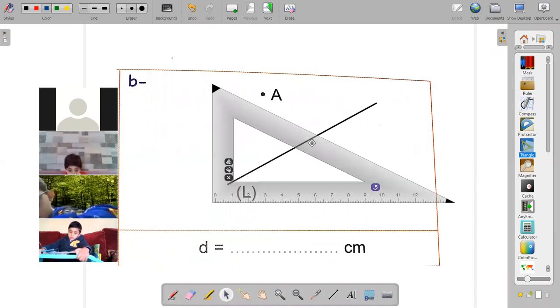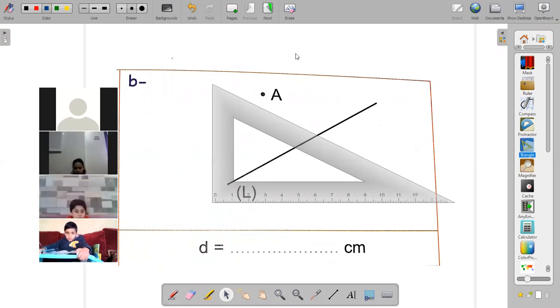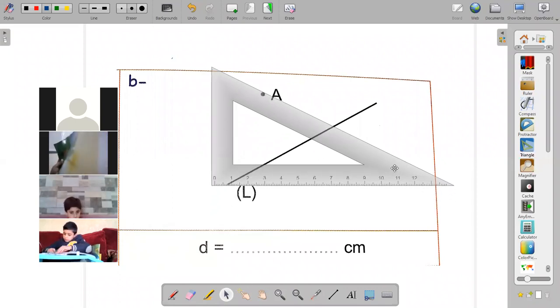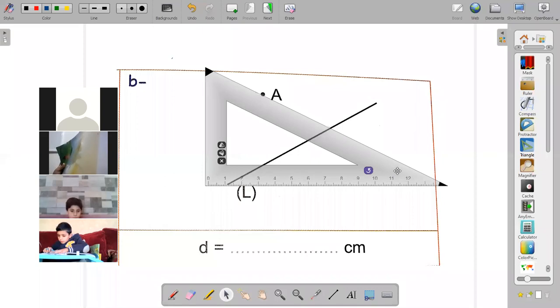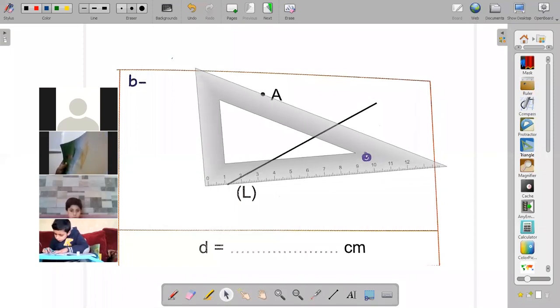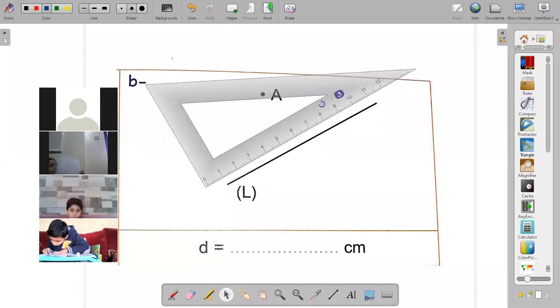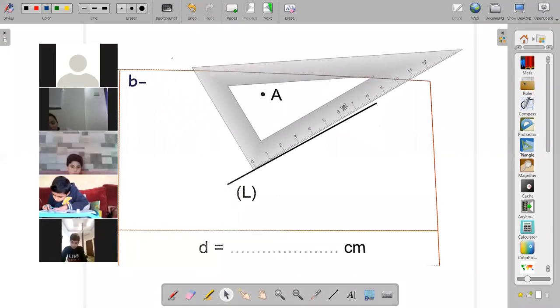Okay, let's do part B now. The same way. I will hold the set square like what? Like L. Bravo. The bottom has to be on the line. On the line, excellent. Teacher, I will move the set square like the letter L. So the bottom has to be on the line, okay?